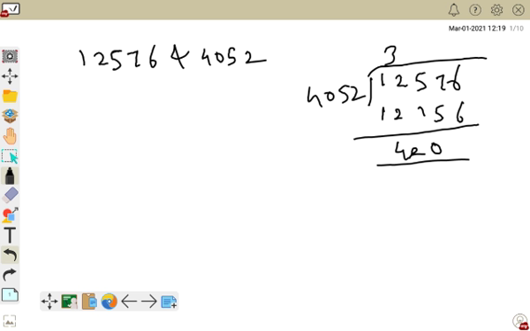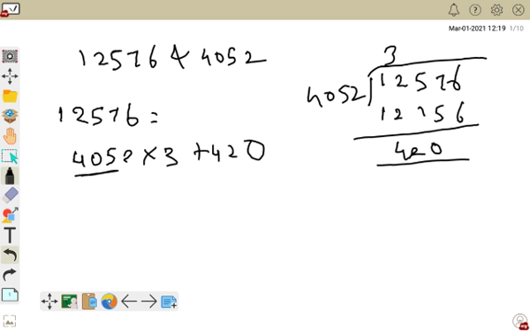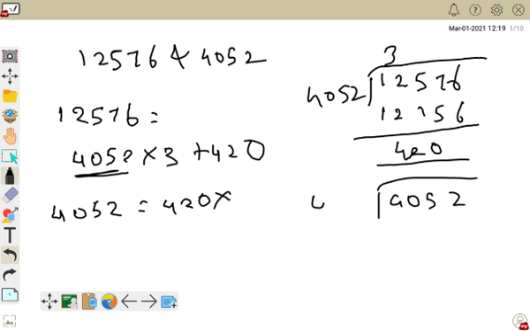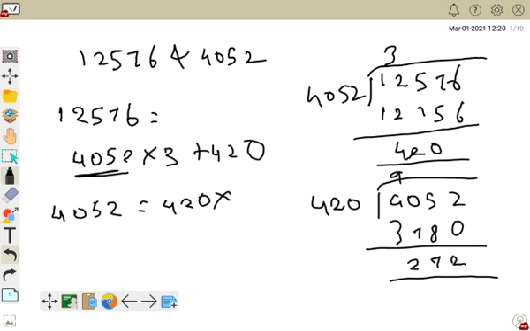So you can write it like this. இப்போது 12576 is equal to 4052 into 3 plus 420. So this becomes A now. So 4052 is equal to 420 into something. So I should be doing 4052 divided by 420. 420 into 10 is 4200 which is bigger than 4052. So 420 into 9 வந்து 3780. So the remainder is 272. So 420 into 9 plus 272.